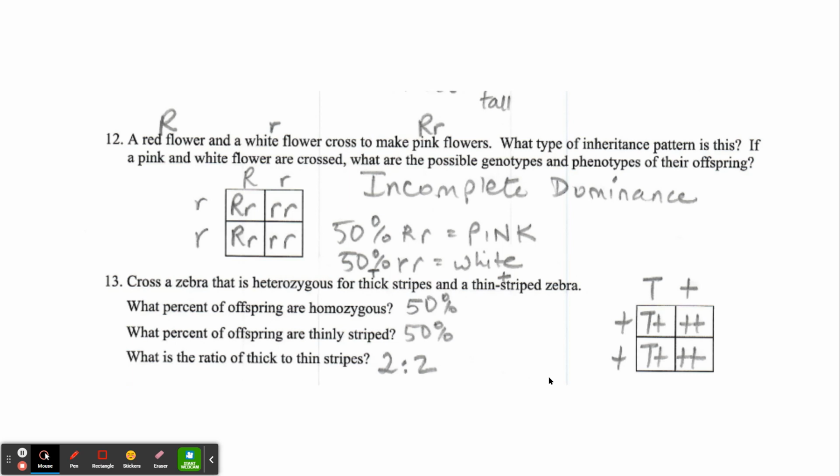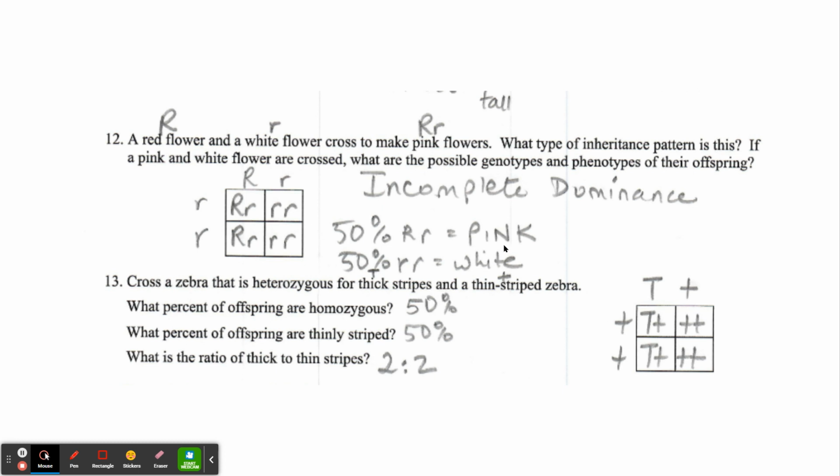A red flower and a white flower cross to make pink flowers. What type of inheritance pattern is this? If the pink and white flower are crossed, what will be the possible genotypes and phenotypes of their offspring? Now, in this case, a little r is being represented for the W, being white. Of course, in other examples, we've seen it as W's. So here we go, we'll get the red flower and the white flower, and we'll get incomplete dominance.